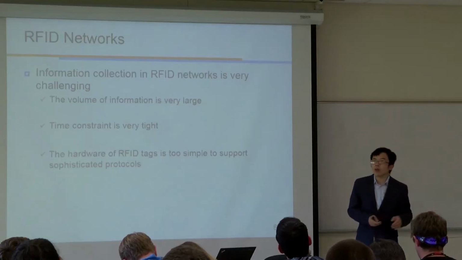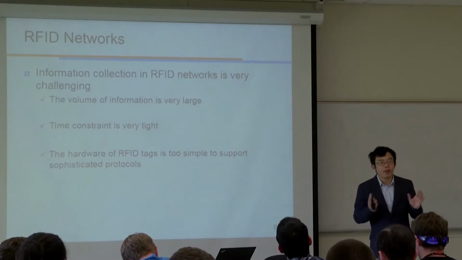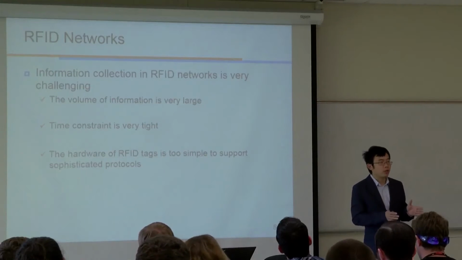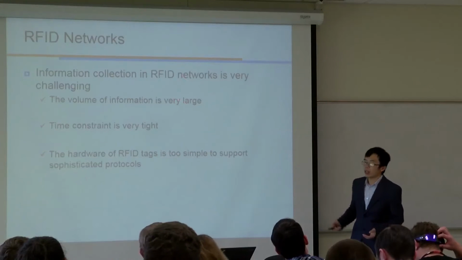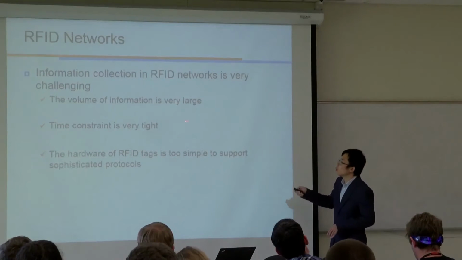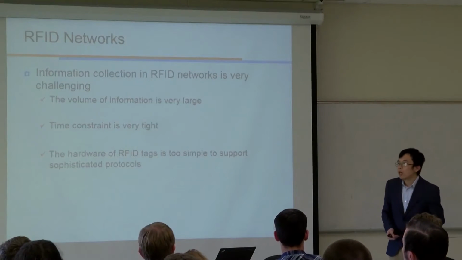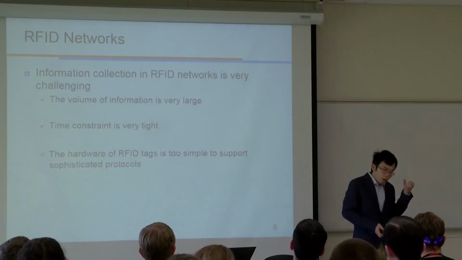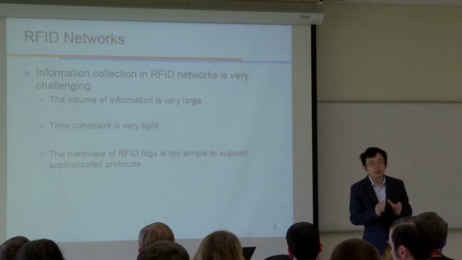But on the other hand, in RFID networks, usually there are hundreds of thousands of products or objects in your system. You have to collect the information from a huge number of tags. So the volume of the information you have to collect is very huge. Okay, so that makes real-time information collection in RFID networks very, very challenging. Okay. In addition to those two reasons, the advantage of RFID network is that RFID tags are very cheap.